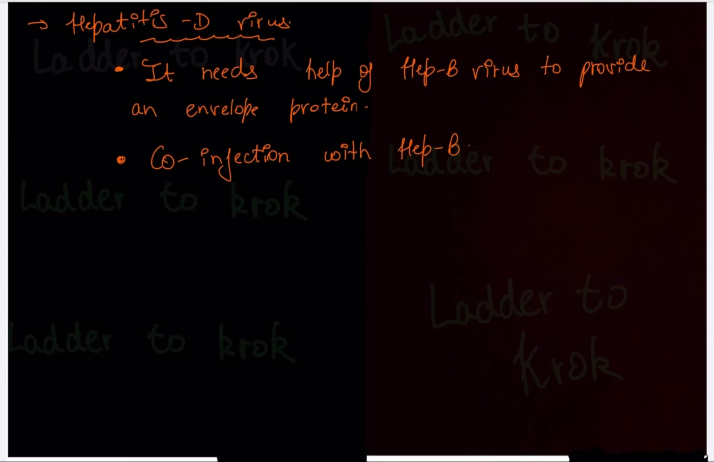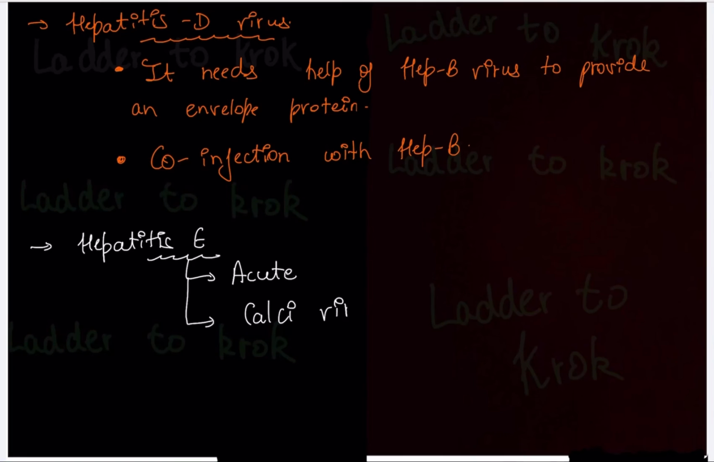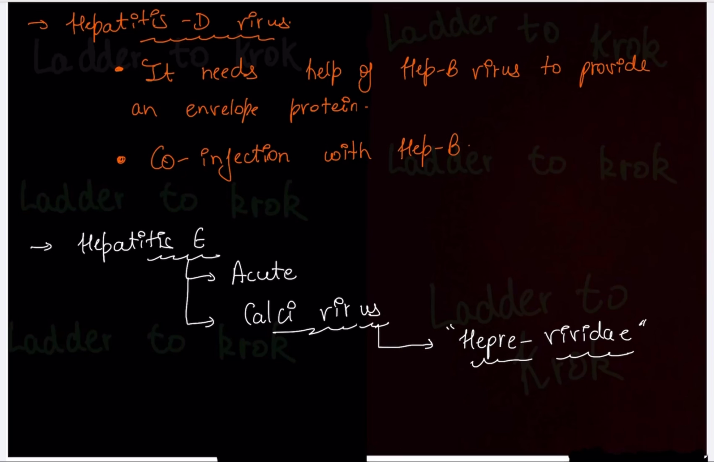Now let's come to our next one, that is hepatitis E. See, this is usually a very acute disease. And the second point which we have to remember from hepatitis E is that its family is Caliciviridae. It's from the Caliciviridae family in old times, but now, recently, it is under a new family, that is Hepeviridae. You can write this like this is old and this is new.